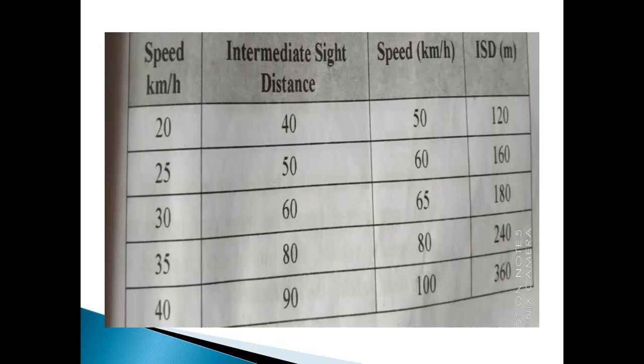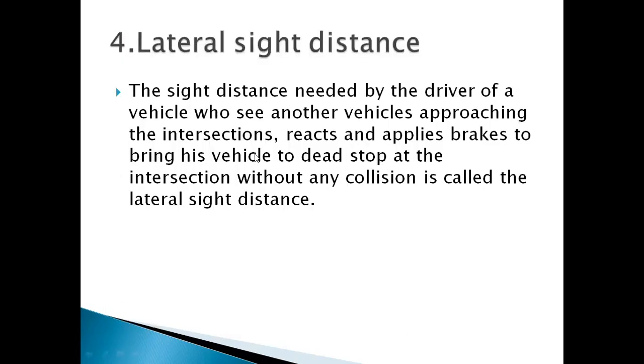When the speed is 60, the intermediate sight distance is 160. When speed is 65, it is 180 meter. When the speed is 80, it is 240 meter, and when the speed is 100, the intermediate sight distance is 360 meter. Now see the fourth type of sight distance, the lateral sight distance.